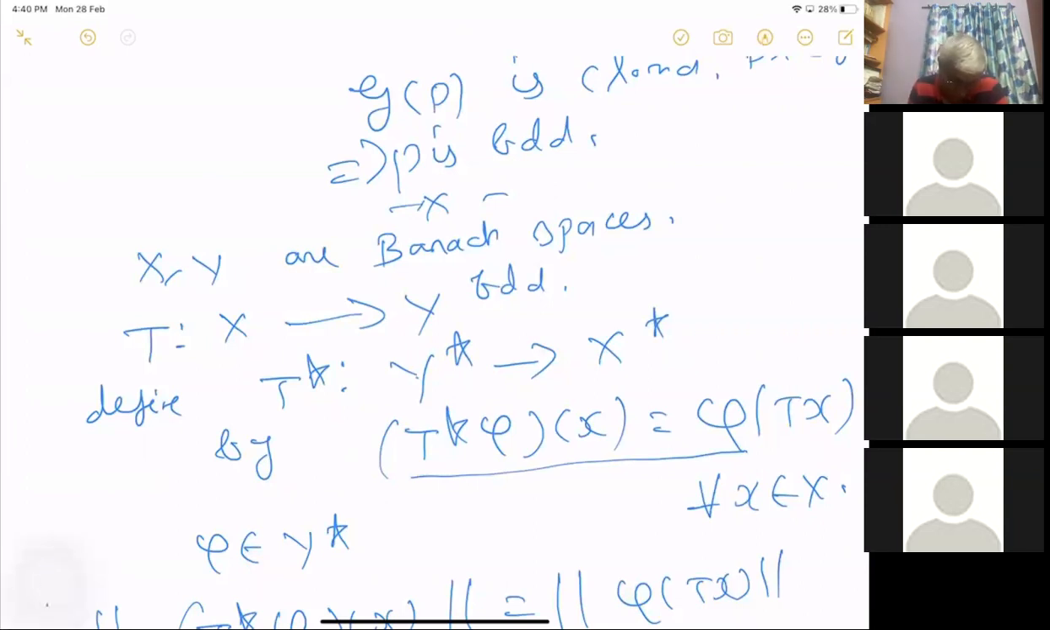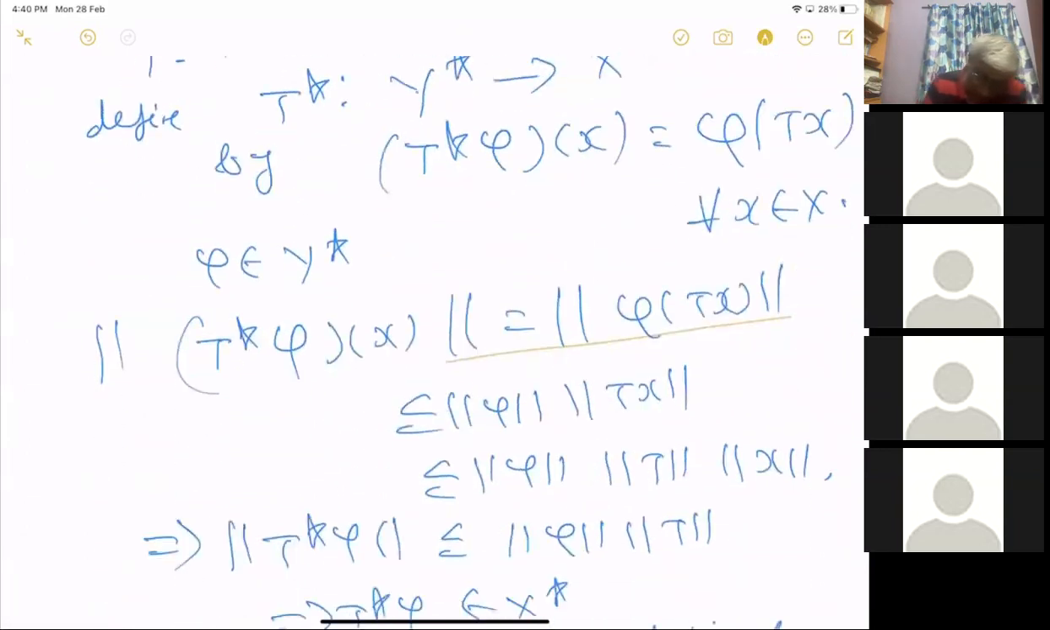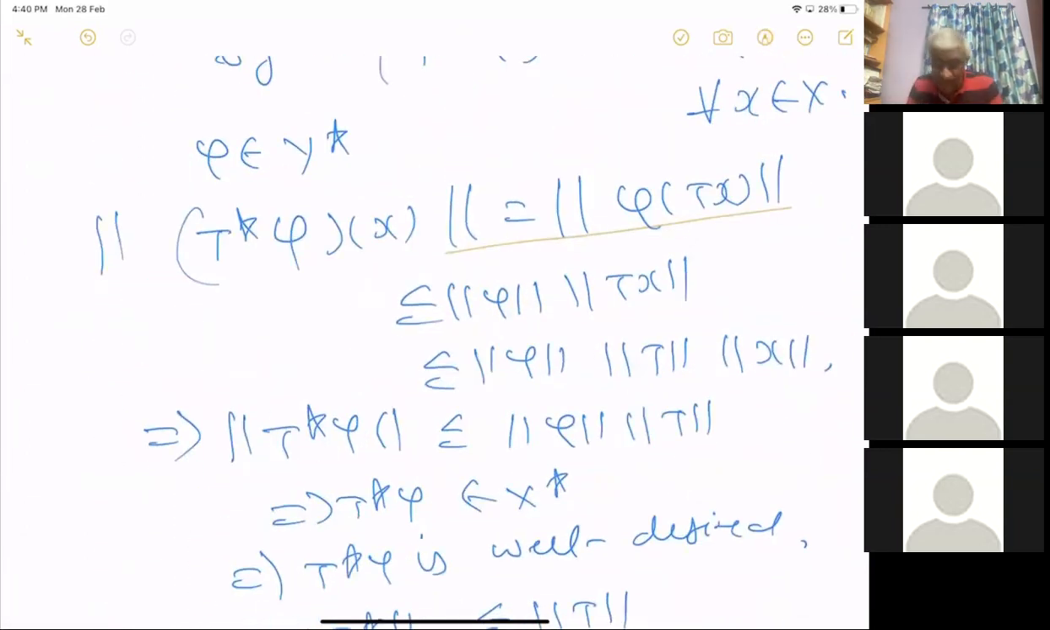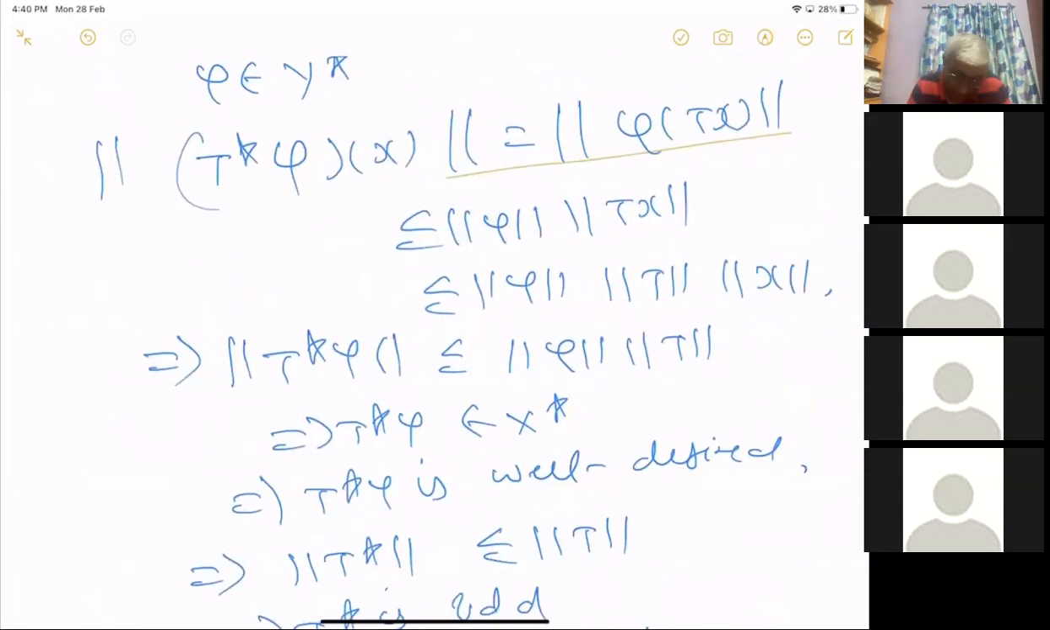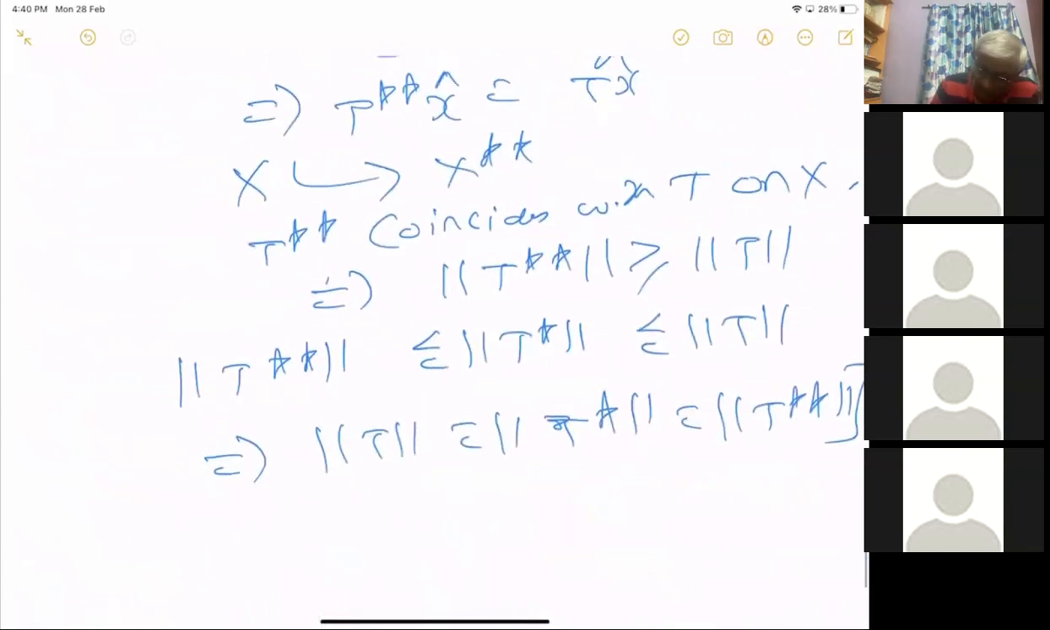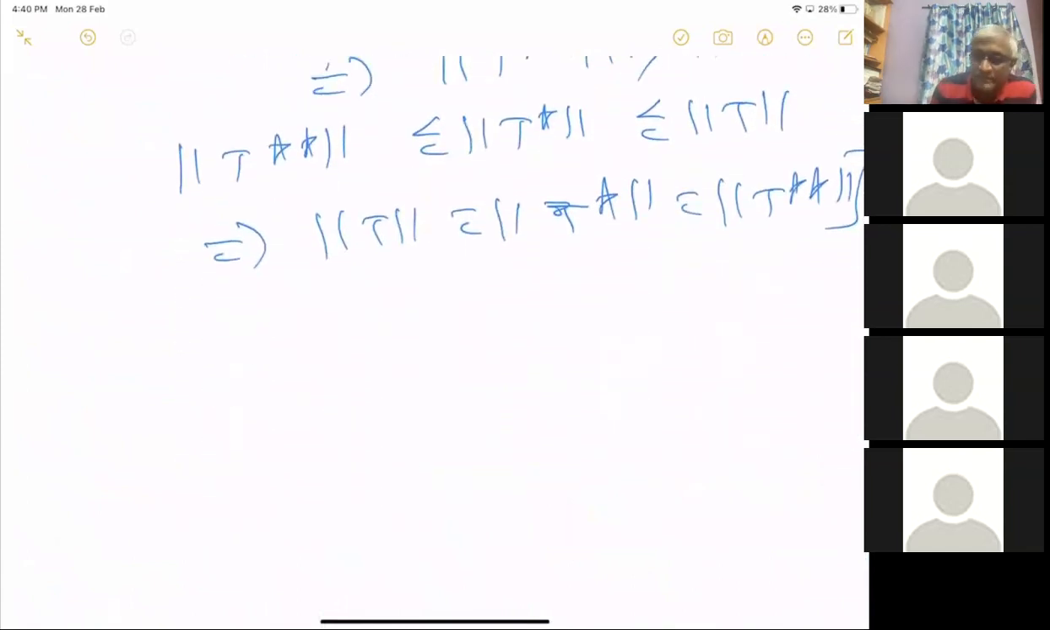Okay. Then this T star is a bounded map, and it is also true that norm of T star is less than or equal to norm T, which I have verified here. But since norm of T star star is less than or equal to norm T star, I verified that T star star is T restricted to the subspace, where X sits as a subspace in X double star. Because of that, all these norms coincide. Okay, that's what I have proved.